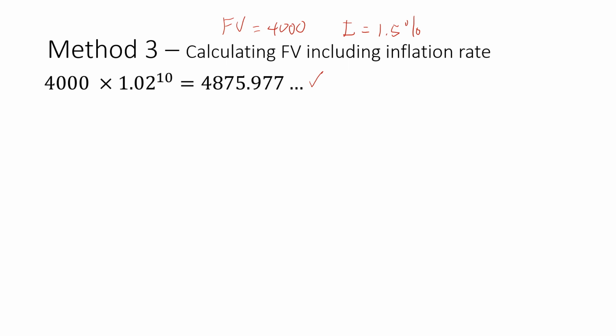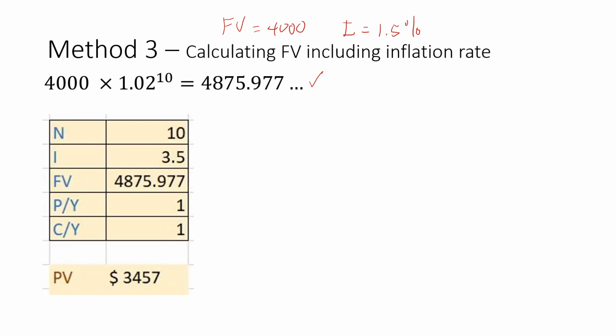Now we can use our finance solver of your GDC. So we encode our future value, but these already have the inflation rate. So we retain here the nominal rate of 3.5% interest rate. So we're going to look for the present value. The answer is $3,457 to the nearest dollar.